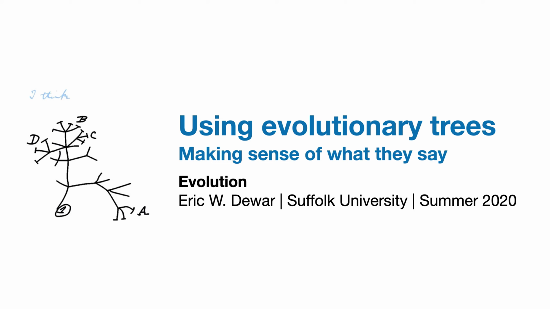Evolutionary trees are a common, if not universal, part of all scientific papers involving evolutionary biology or organismal biology in general. What we're going to start off with talking about here is being a reasonable user of evolutionary trees so that we understand the messages that they're trying to convey about evolutionary relationships.